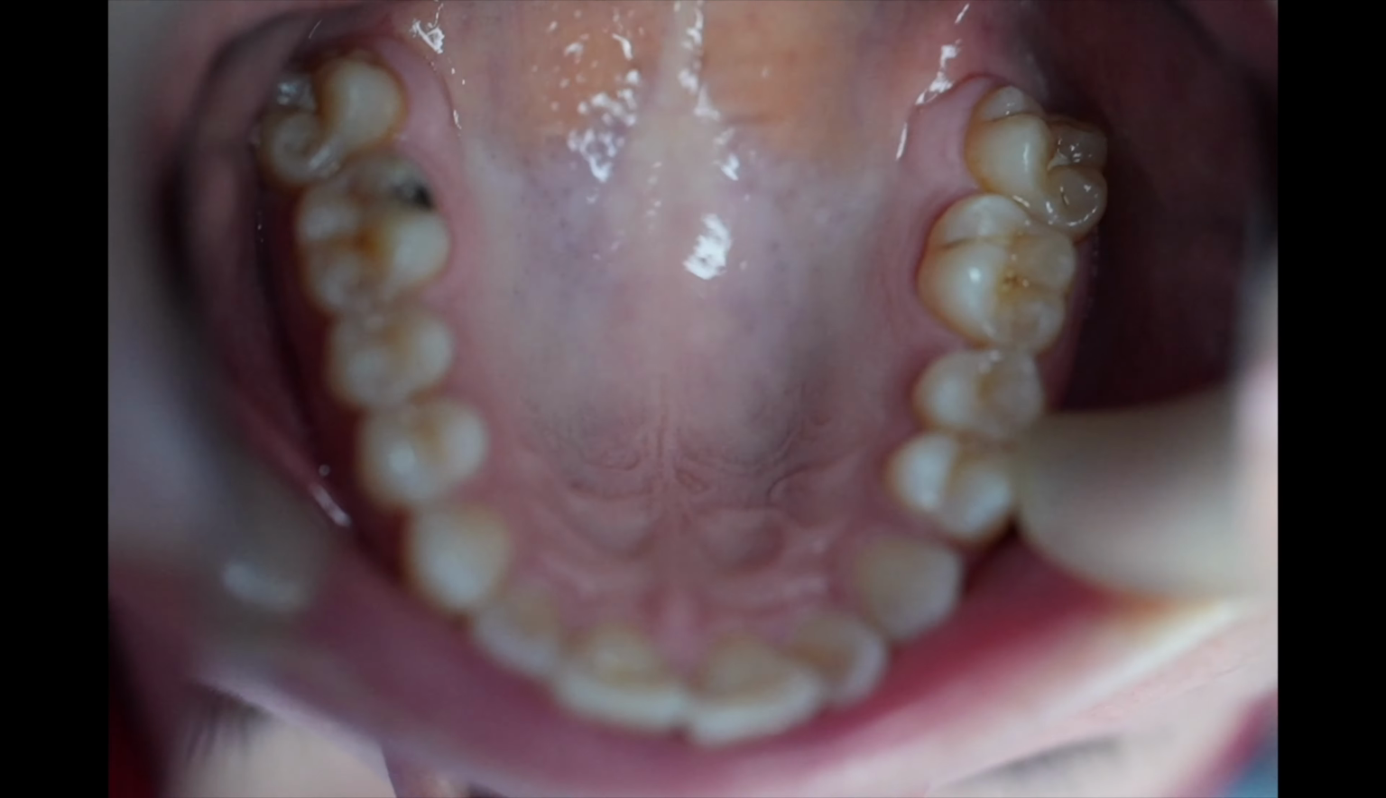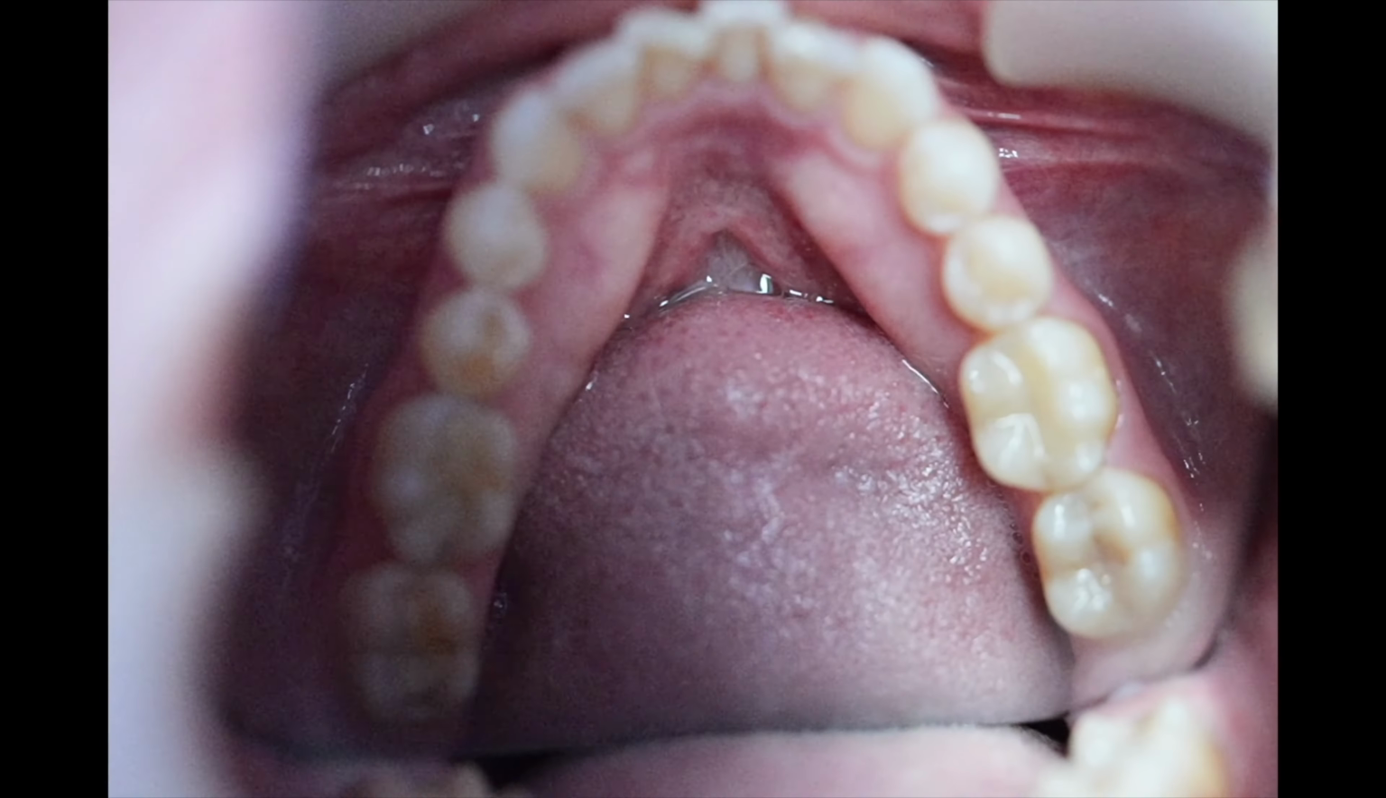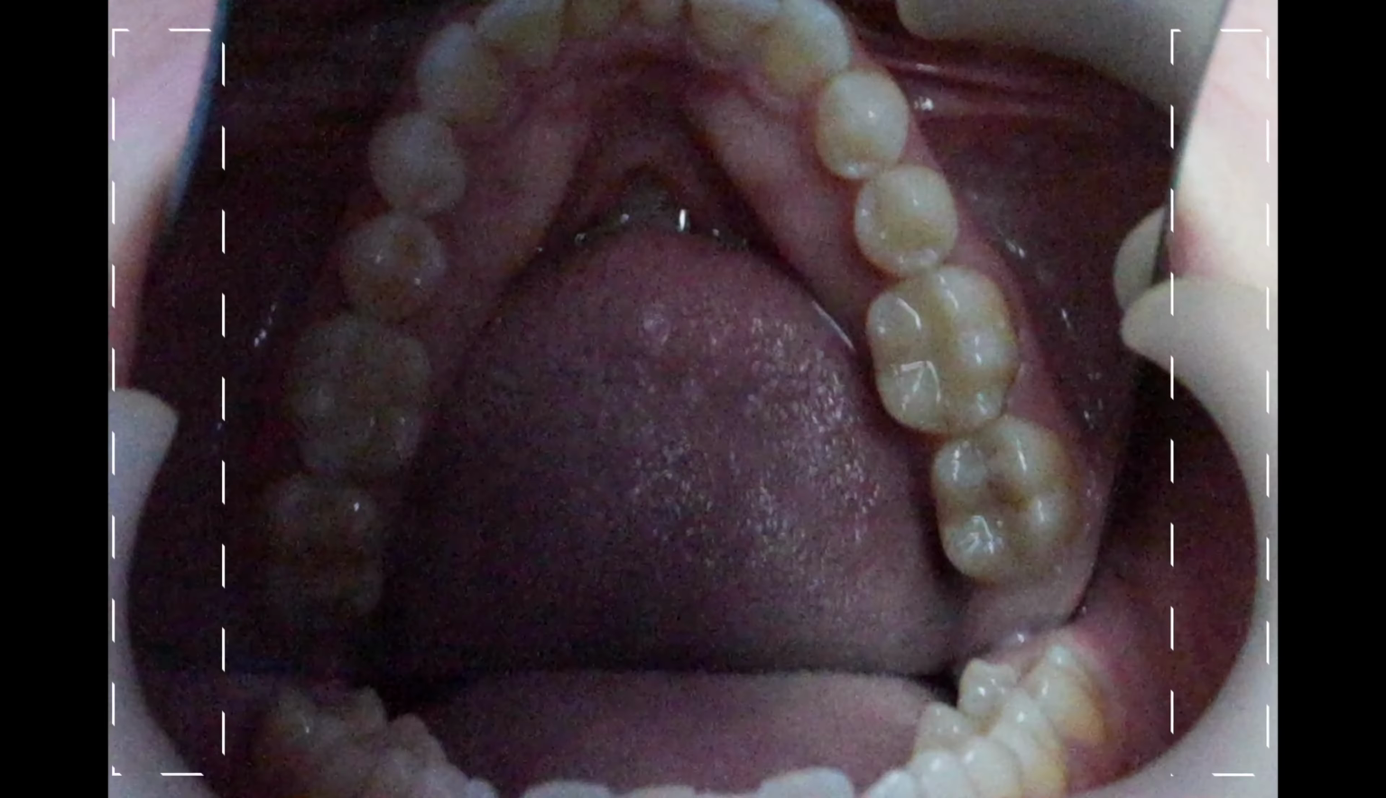To ensure the image is straight, on the upper arch views, you can use the median raphe for alignment. The lower arch is a little more difficult as it does not have any reference points. However, if you ensure equal space at the edge of the posterior teeth, it should be rotated correctly.